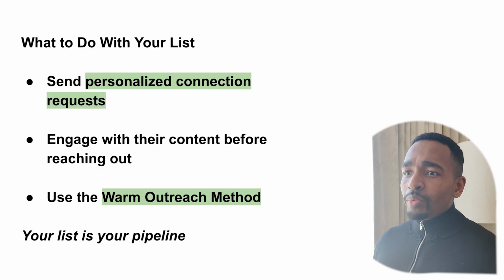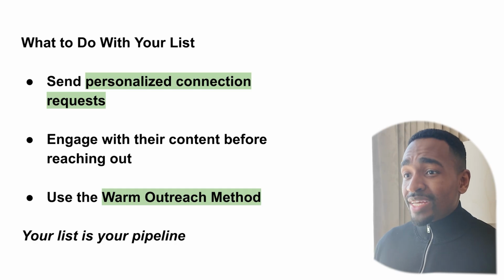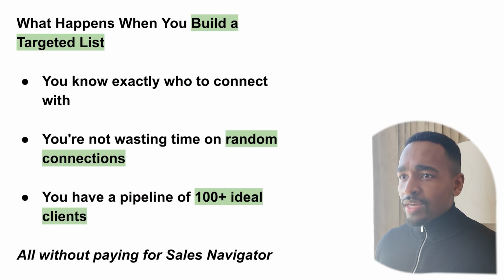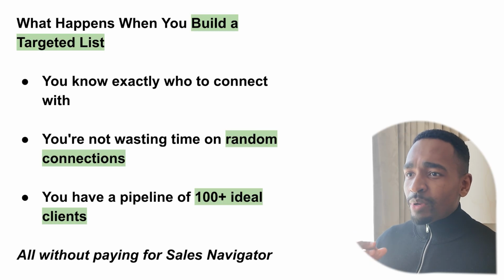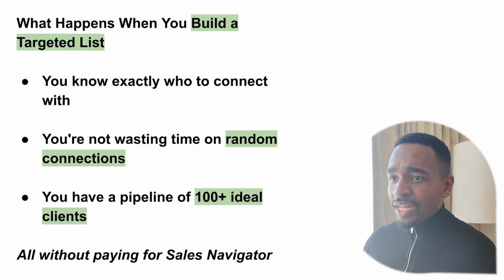Or you can use the warm outreach method where you engage first, then reach out with a value-driven message. Your list becomes your pipeline because these are the people you'll connect with, you'll engage with, and eventually convert into clients. And once you've done this, you'll be in a situation where you're not wasting time on random connections. You've got a pipeline of 100 ideal clients, and you did all of this without paying for LinkedIn Sales Navigator.